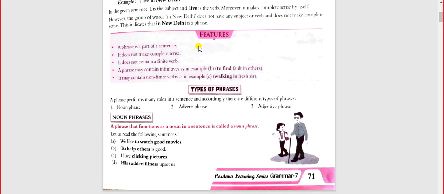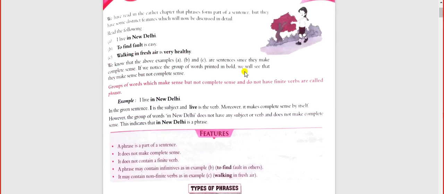Whenever you're going through the grammar topics, always do not forget to revise these bullet points, features wala point. A phrase is a part of a sentence. It does not make complete sense. It does not contain a finite verb, right? A phrase may contain infinitives, as an example, to find fault. So the definition also says a phrase does not have a finite verb. So if we look at this, to find fault.